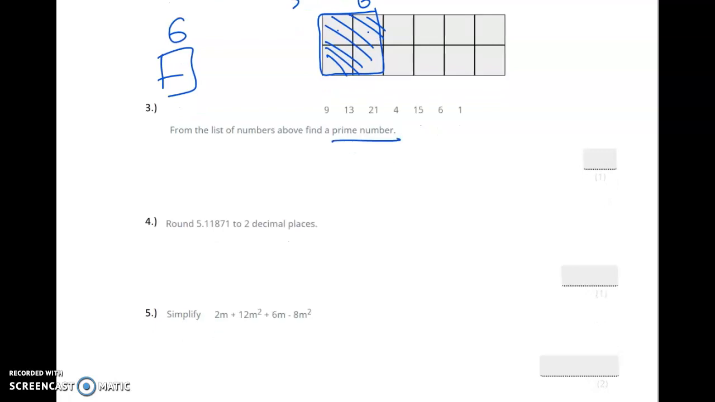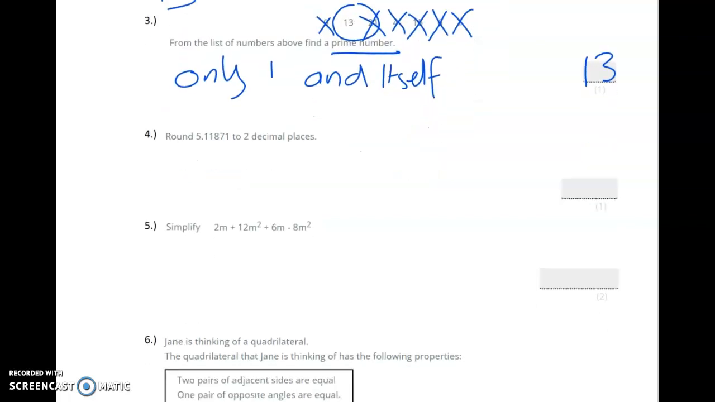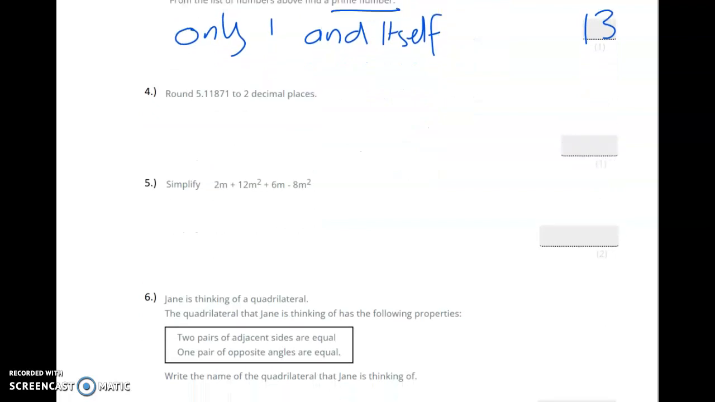Number 3 says, from the list of numbers, find a prime number. So if you remember, a prime number is a number that only divides by 1 and itself. So it only has 2 factors. Looking at these numbers, for a start, it's not going to be even, so it can't be 6, can't be 4, can't be 1, because 1 only has 1 factor, not 2. And it can't be 9, because that divides by 3. It can't be 21, because that divides by 3. 15 divides by 3, so we're left with 13. You don't have to do it like that, you might just recognise it's 13 straight away. Either way, you get the same answer.